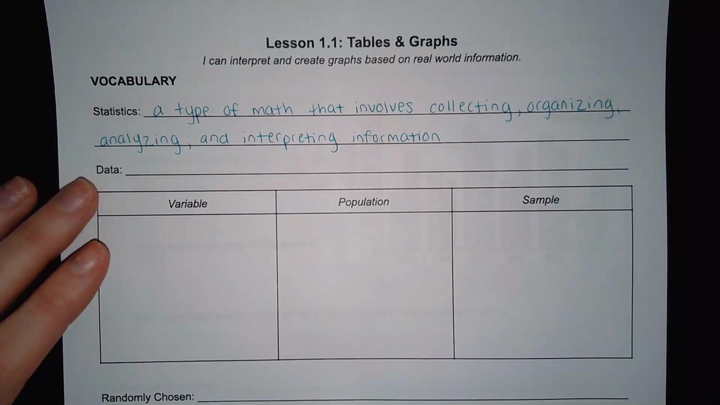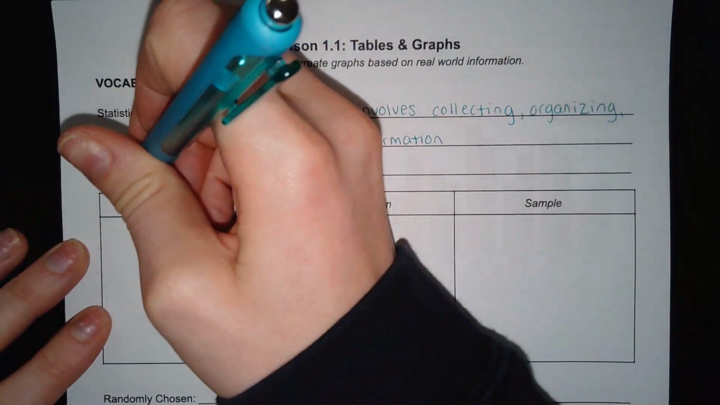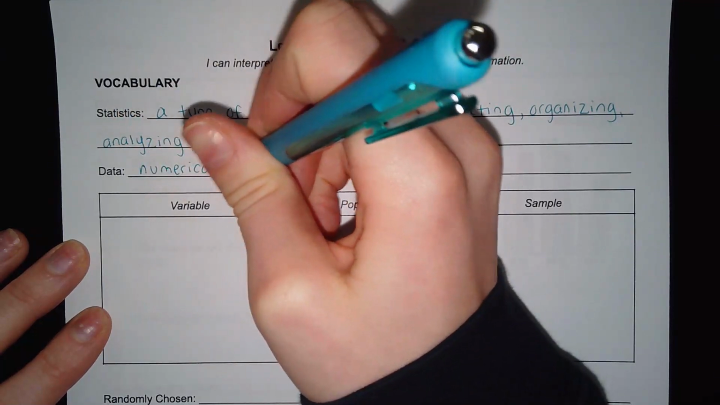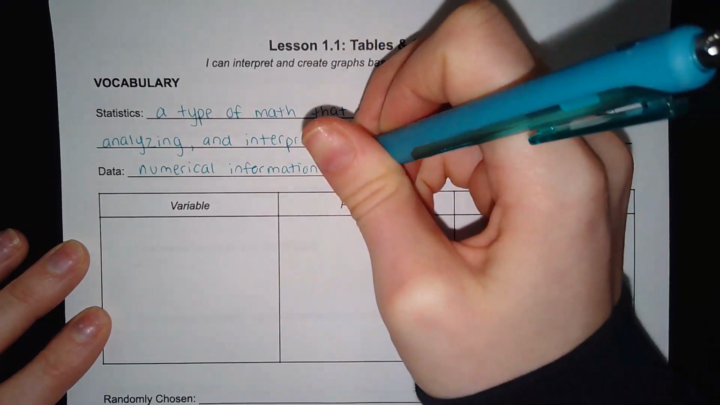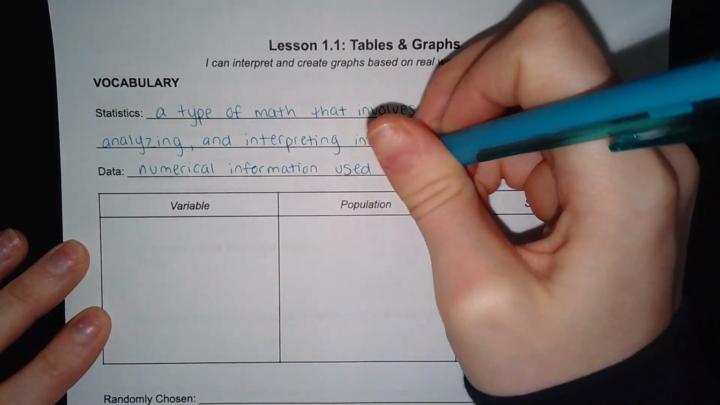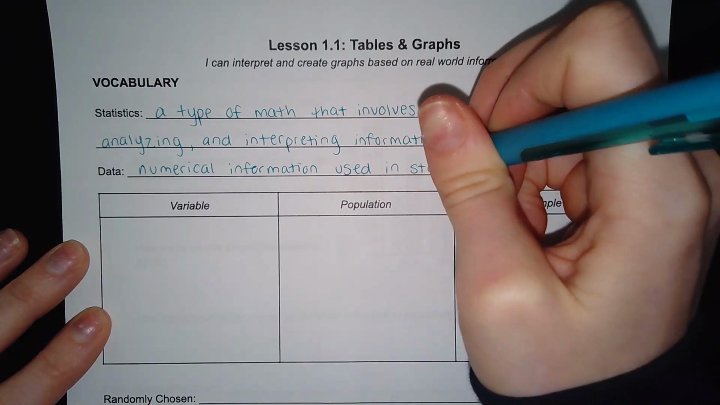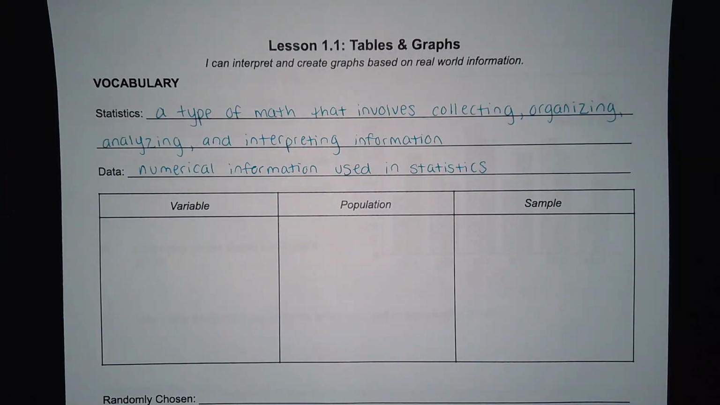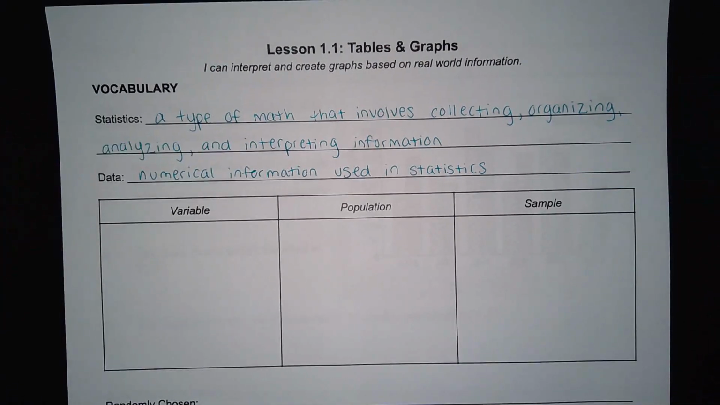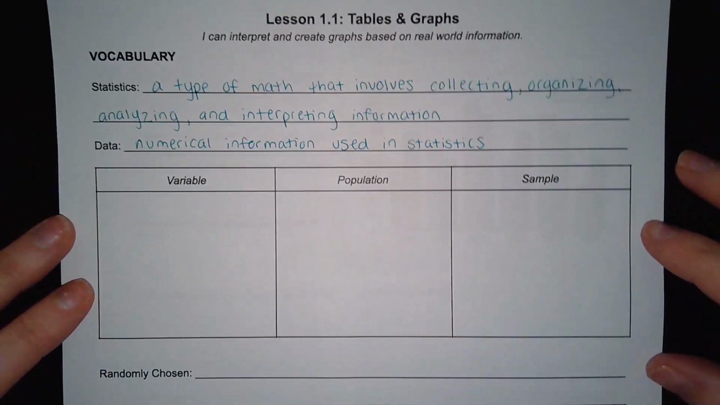Now, that information is what we're going to call data. So data is numerical information used in statistics. So that's typically numbers. Maybe that information is your GPA or the amount of hours you work or your income or your age or things like that. All of that we're going to refer to as data.